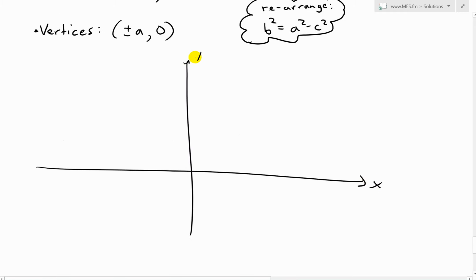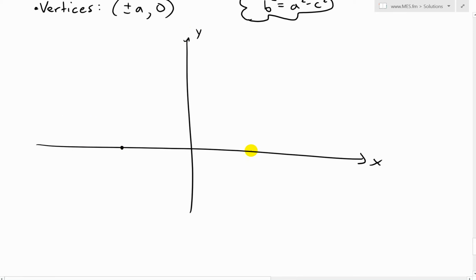And then if we were to graph this out, what we end up getting looks something like this. This is the x, this is the y. So we have over here, these are the foci. This one's at negative c, 0. Then we have here at c, 0, like that.